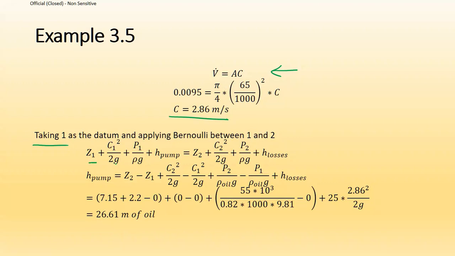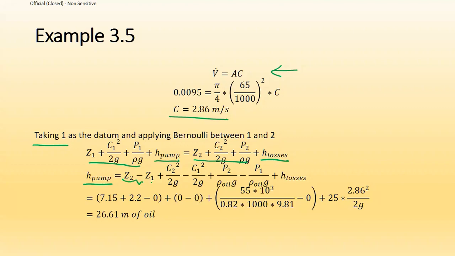So we apply the Bernoulli between 1 and 2. Inlet, fluid coming through 1, energy input H pump on the left hand side, outlet, and of course your losses. What we want to find is H pump. So we put the H pump on the left and the rest on the right and group them up.